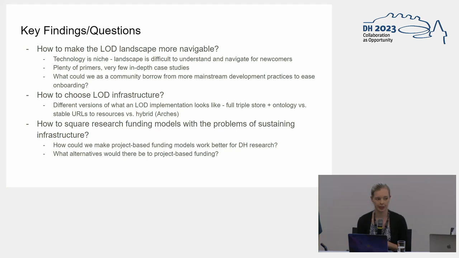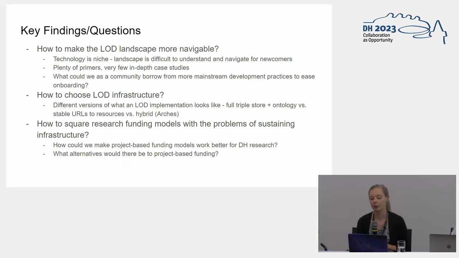Also, how to choose linked open data infrastructure. There are different versions of what these implementations look like. Some of them consist of a triple store, some of them consist of an ontology, some of them consist of a hybrid model such as Arches, which is what we've ultimately chosen to use for Tools of Knowledge for various reasons, mostly to do with sustainability and ease of maintenance.